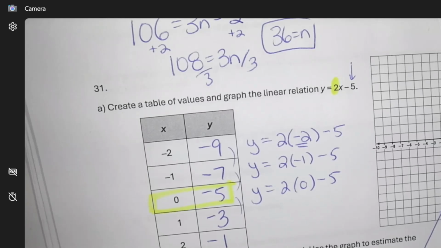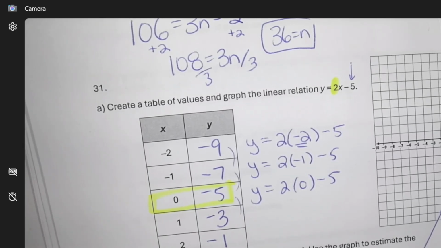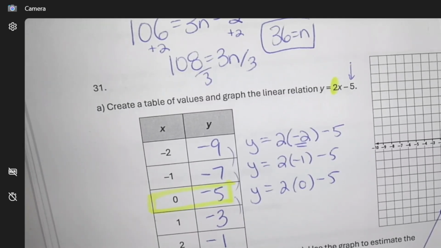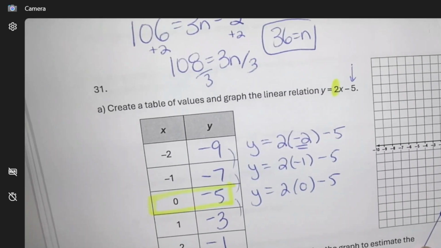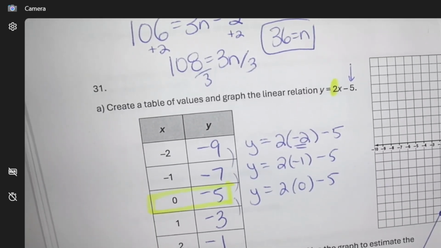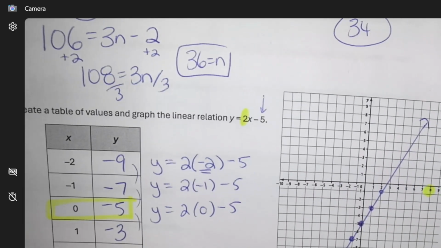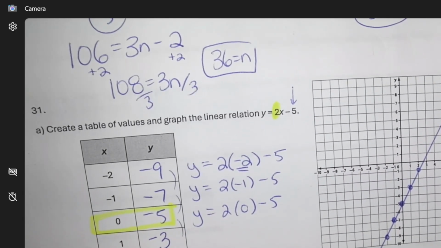Okay, estimate the value of y if we were at x of 8. Okay, I gotta continue my line. I didn't do it long enough. Okay, so at 8.